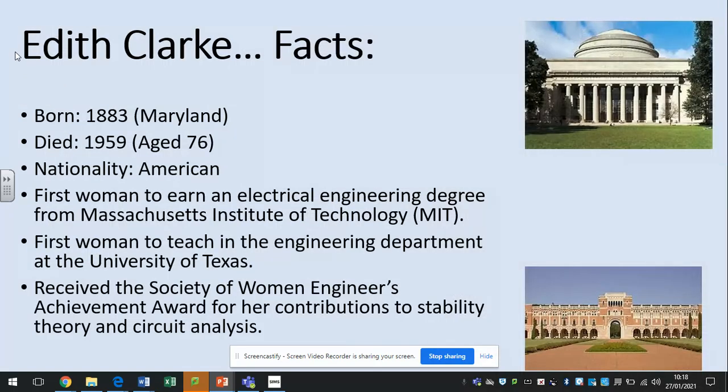So a few facts. She was born in 1883 in the state of Maryland in America. She died in 1958. She was 76 years old. She's American, is her nationality. She was the first woman to earn an electrical engineering degree from Massachusetts Institute of Technology, MIT. She was the first woman to teach in the engineering department at the University of Texas, and she received the Society of Women Engineers Achievement Award for her contributions to stability theory and circuit analysis.